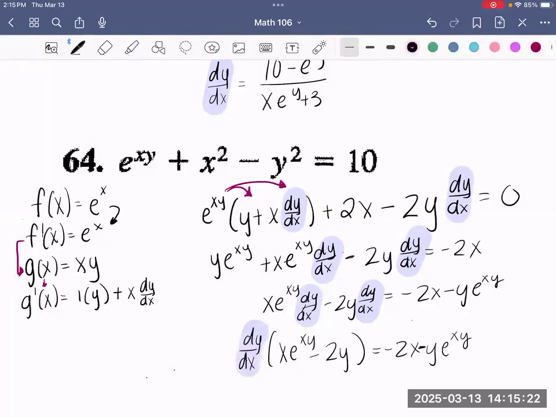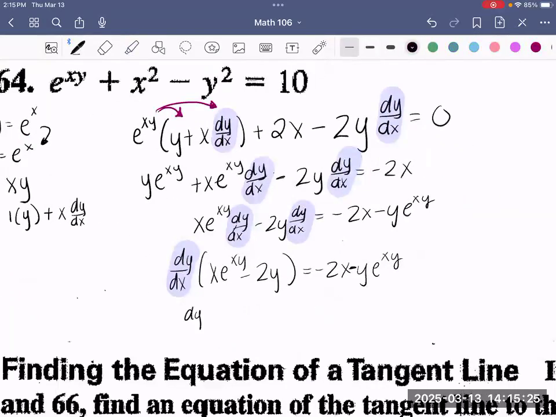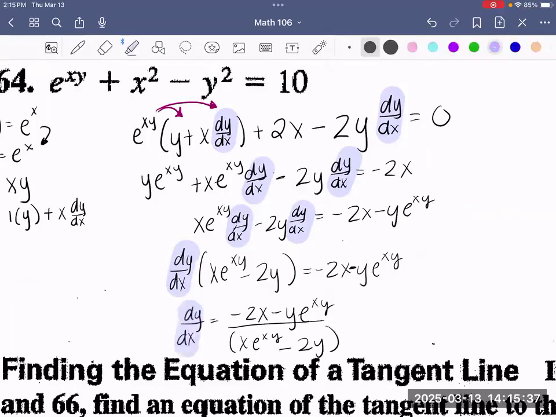And one last step, dy/dx is equal to negative 2x minus y e to the xy, all over x e to the xy minus 2y. And there you go.